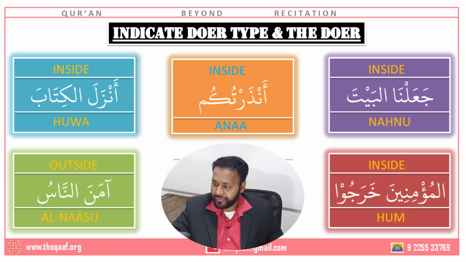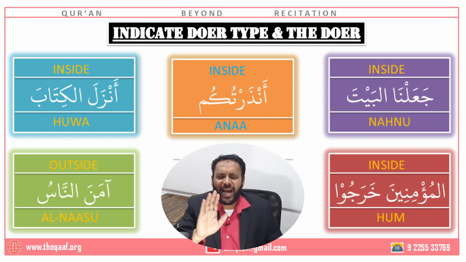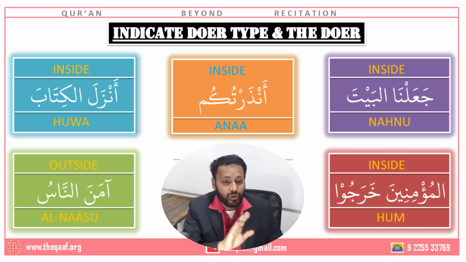What about this? No. This is inside. Kharaju is the verb. Inside or outside? Inside. Third person. So this, al-mu'minina has nothing to do here. That's not a verb. You should pay attention to the verb. Don't look at the first word.